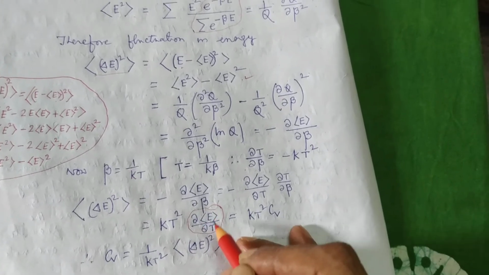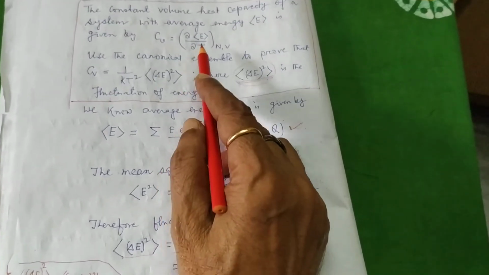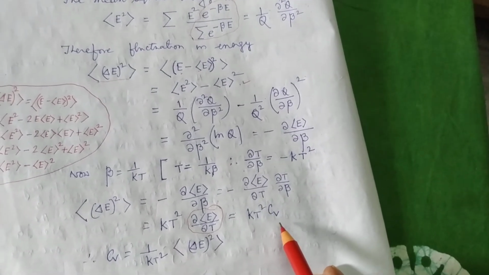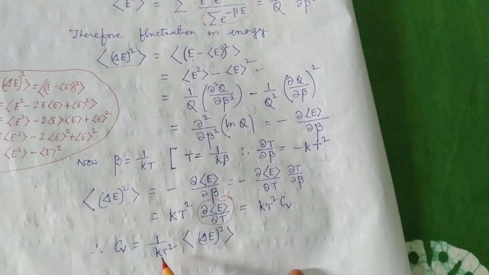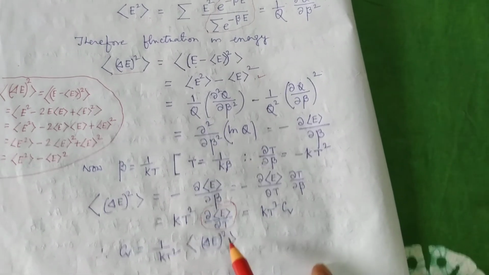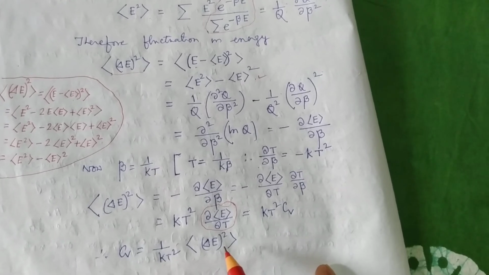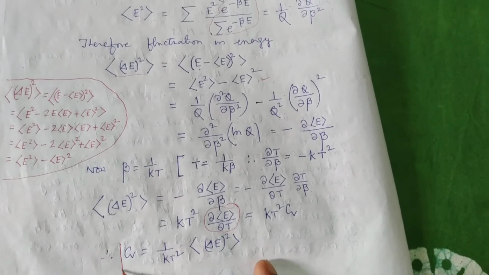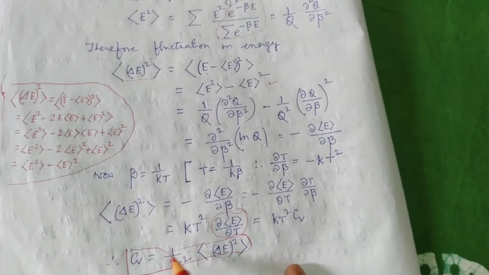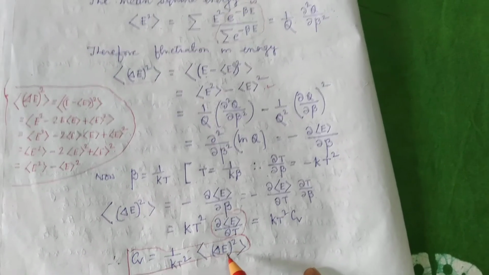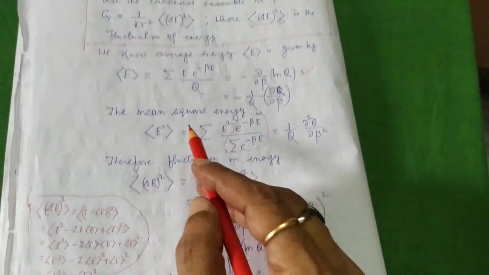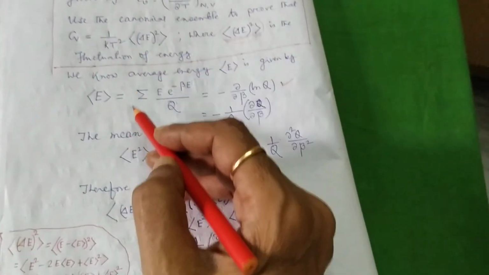Now del E average del T is given in the problem as Cv. So this equals kT square Cv. Therefore Cv equals 1 upon kT square times the average of del E square. So this is what we had to prove: Cv equals 1 upon kT square into the fluctuation in energy. So this problem has been proved.